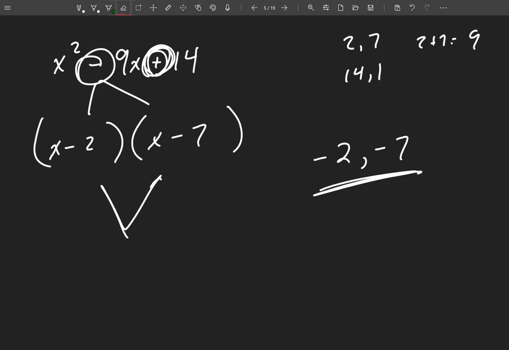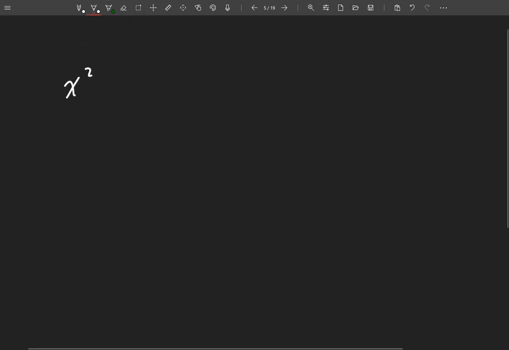Let's do another one like that. x squared minus 13x plus 36. Okay, try this one on your own. All right, 36 is a good one. There's a lot of things that multiply to give me 36. Let's see, what gives me 36?